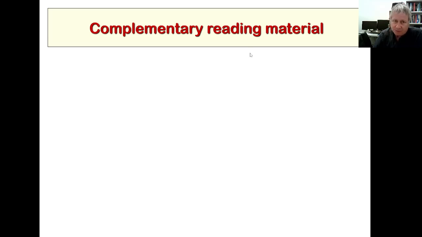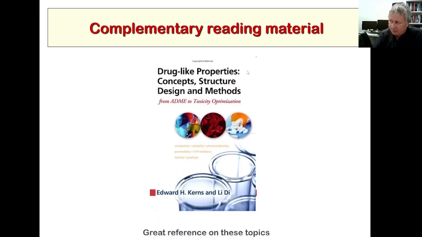complementary reading material for this stuff. There is a pretty good book that is called Drug-like Properties, Concept, Structure, Design, and Methods from ADME to Toxicity Optimization, that really talks about all these concepts and has a lot of real examples. Edward Kearns. If you're interested in this stuff, this might be a good book to buy. It's not critical for our course. I think it might cost a little bit of money too, maybe 100-ish or more dollars, but it's definitely a good book if you're interested in a career in drug discovery.